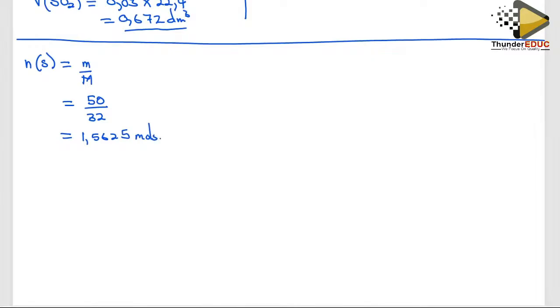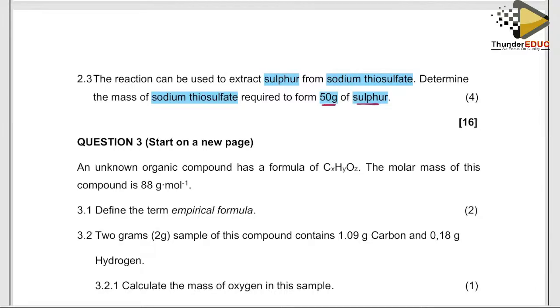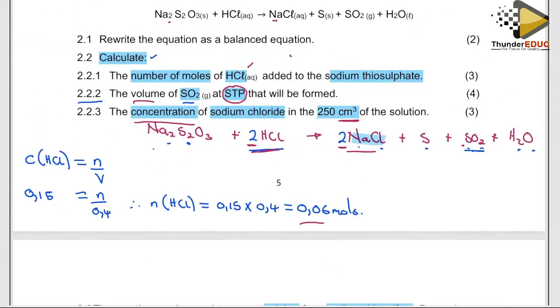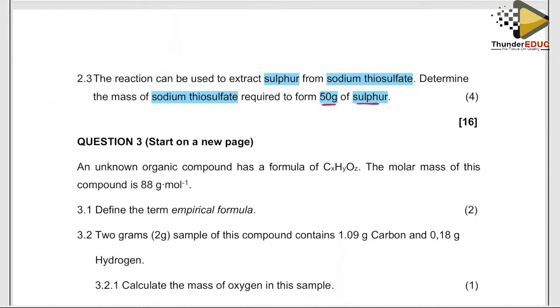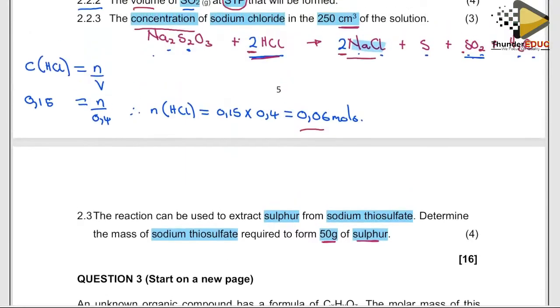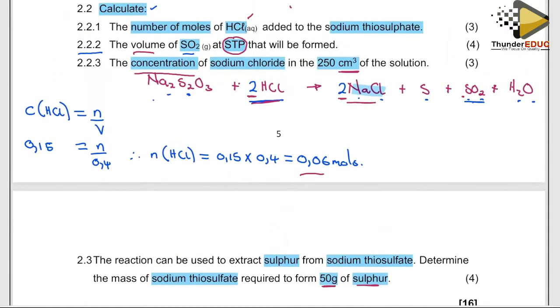So now I'm going to go back to the ratio again. Now, what am I comparing there? The ratio between my sulfur and my sodium thiosulfate, right? So if I can scroll up there, my sodium thiosulfate, right? So now in terms of this formula, the reaction can be used to extract sulfur from sodium thiosulfate, right? So if I can move on there at the top, what am I having?